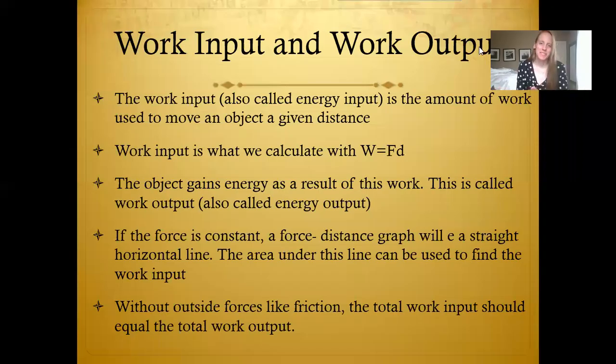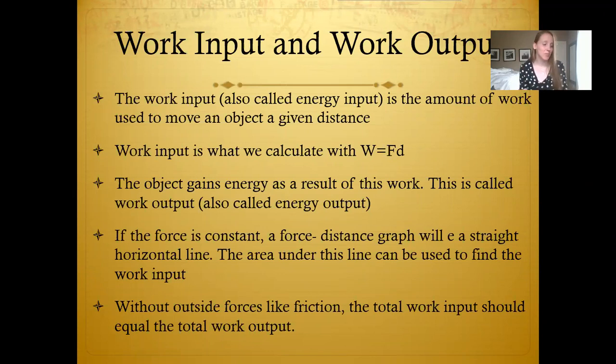Okay, next up, a couple definitions. Work input, also called energy input, is the amount of work or the amount of energy used to move an object a certain distance. That is what we're calculating when we calculate work using force times distance or mass times acceleration times distance. The object is going to gain energy because of the result of that work.